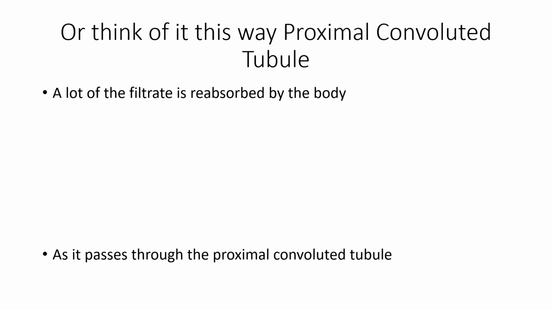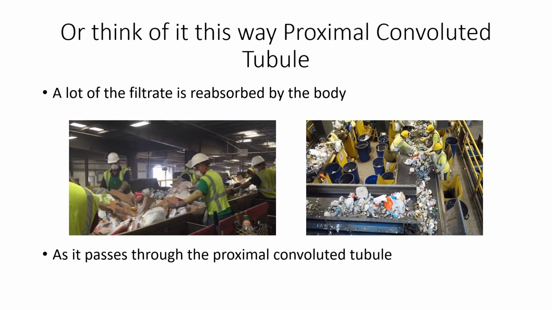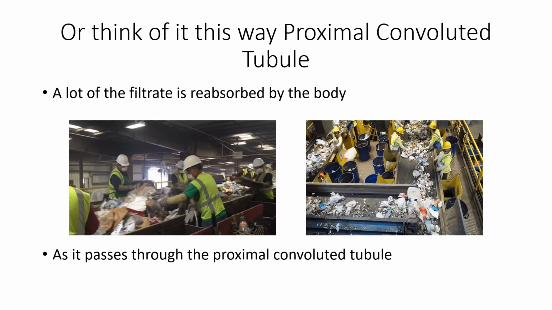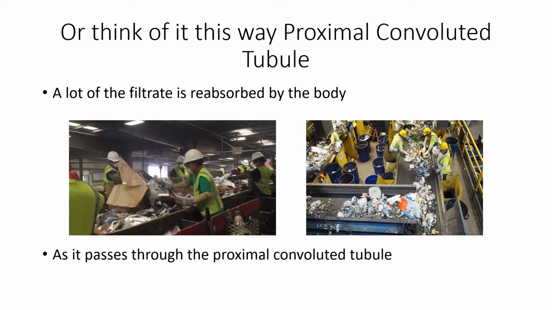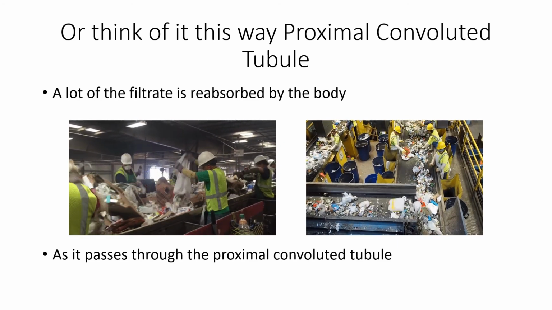Or you might want to think of it this way, the proximal convoluted tubule. A lot of the filtrate here is reabsorbed by the body as it passes through because the body wants back a lot of the things passed out in the initial filtrate. So just think about this as a recycling centre, say, and there's people picking things off the line that they want to use, they want to recycle, that they can reuse, and the body's just doing exactly the same here. It's claiming back the things it can use and things it needs.